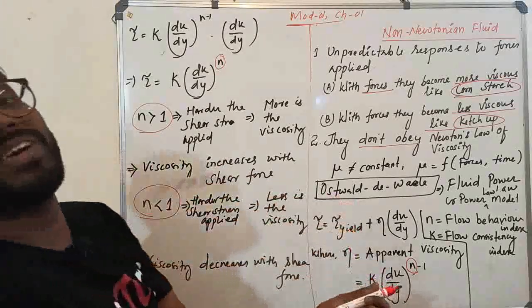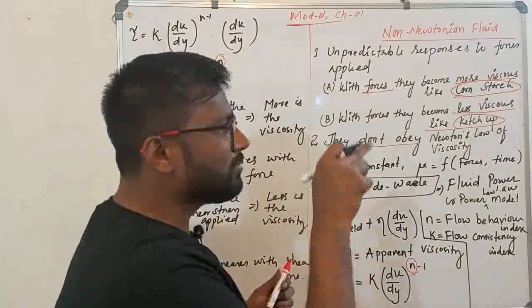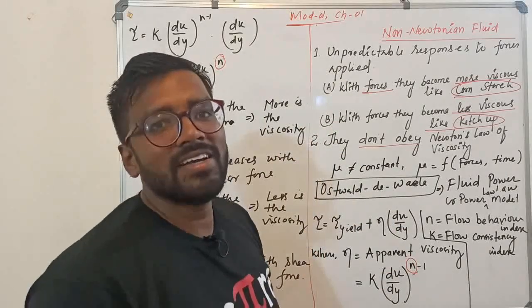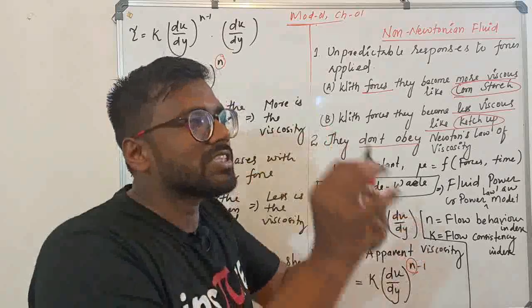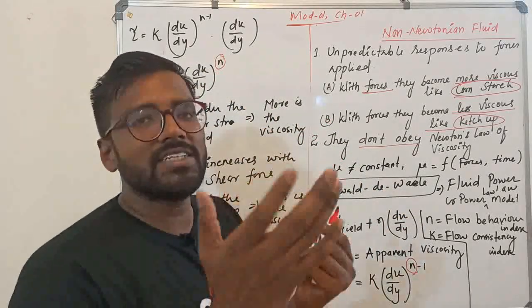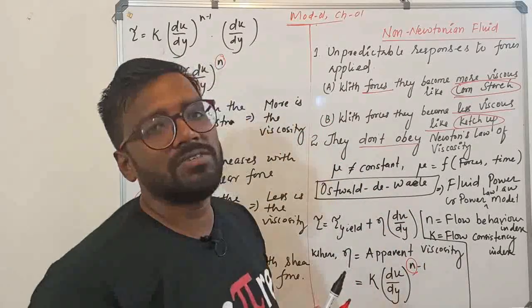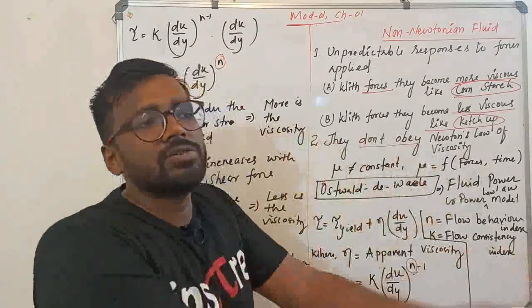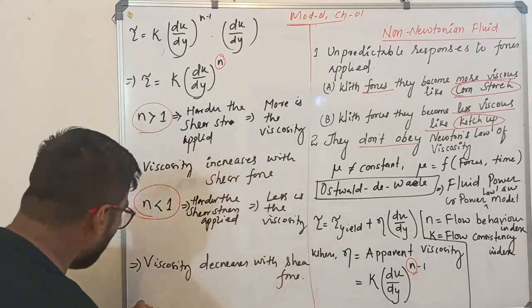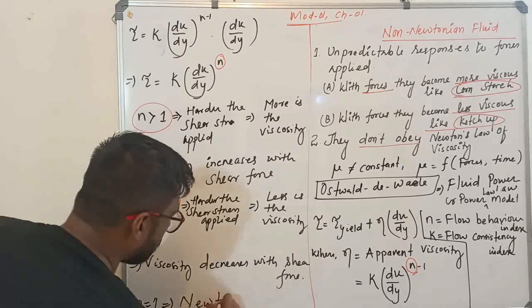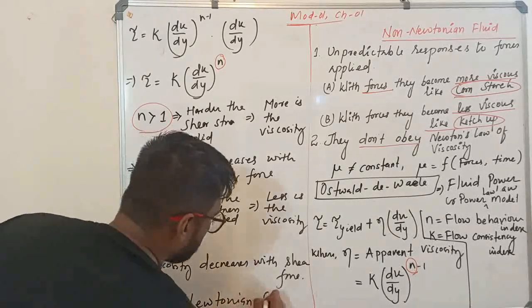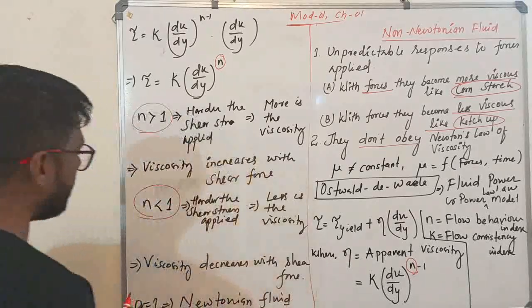Sir, what if n is equal to 1? That is your Newtonian fluid, right? Tau equal to mu du/dy to the power n, where n equal to 1, tau equal to mu du/dy. Viscosity is constant. It has no effect on the application of force. So when n equals 1, that is a Newtonian fluid.